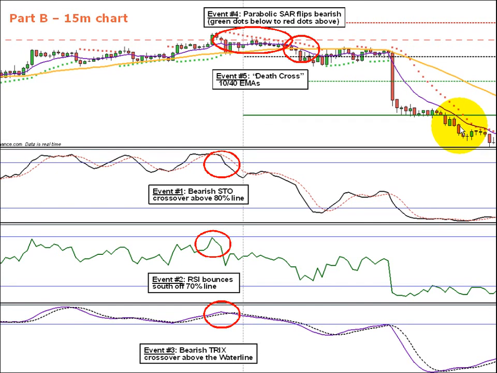So again, a really nice way you can marry up a setup on a higher time frame and get your precise entry signal on a lower time frame with limited risk and fairly tight stops in this case, and it was a beautiful rundown.